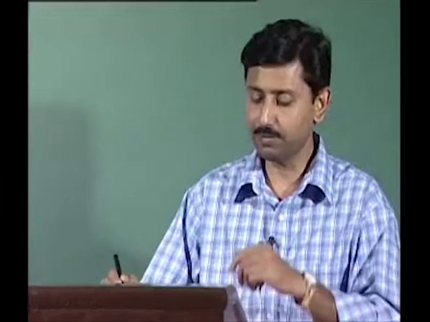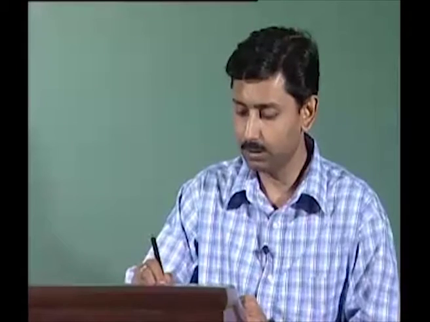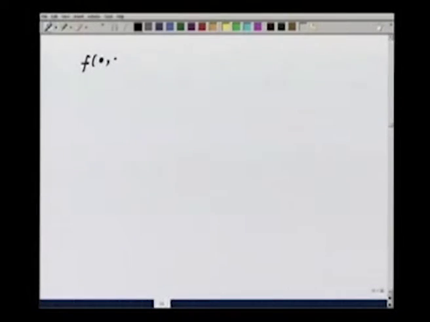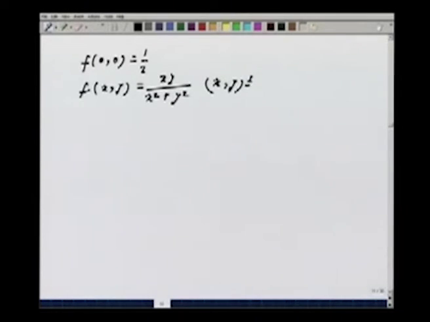Suppose I change my value of the function at 0, 0 to be f of 0, 0 equal to half, and f of xy remains the same. This is xy by x square plus y square if xy is not equal to 0, 0, and this is half if xy is equal to 0, 0. What happens then?